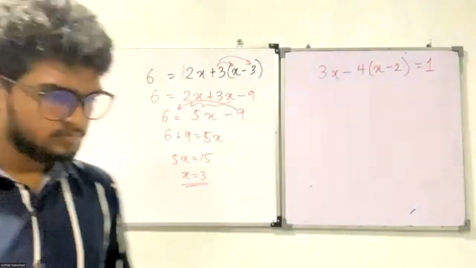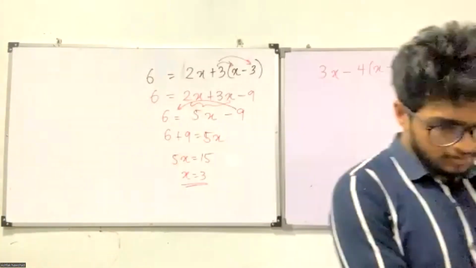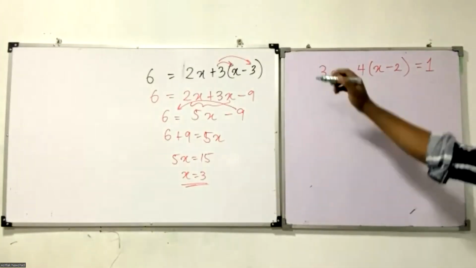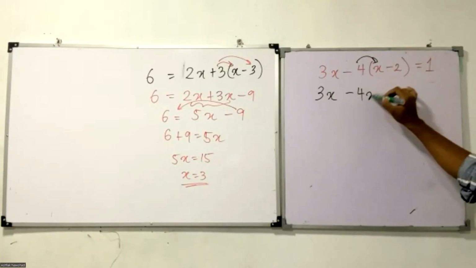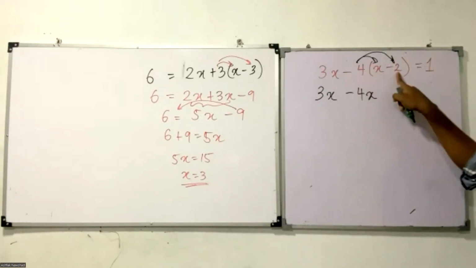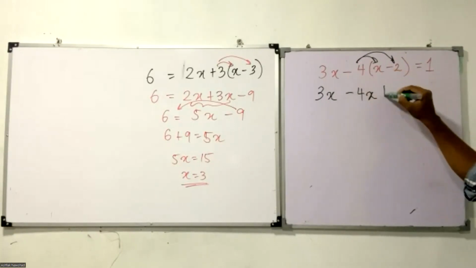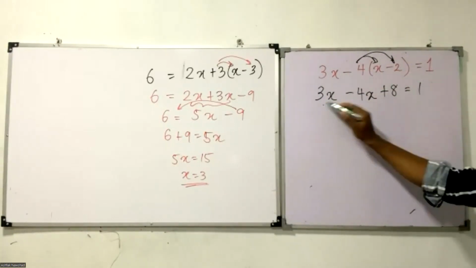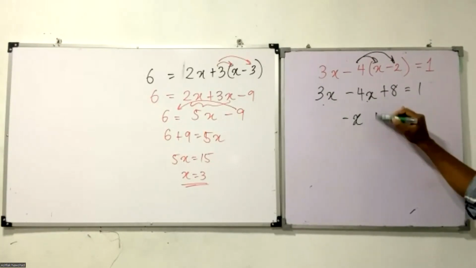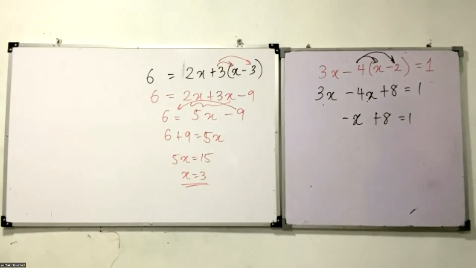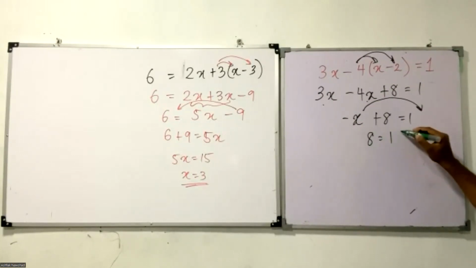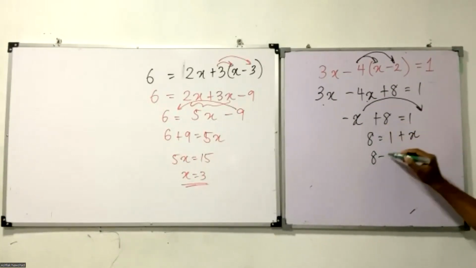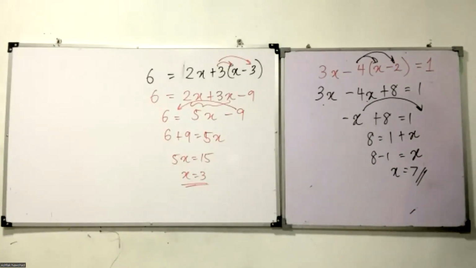Yes. The answer is 7. See, 3x minus 4 gets distributed, minus 4x, and here minus 4 into minus 2. Minus into minus is plus, so plus 8 is equal to 1. 3x minus 4x is clearly negative x. Minus x plus 8 is 1. So we can make the x positive by taking it to this side. 8 equals 1 plus x. So we can take this 1 to the other side. X equals 7.